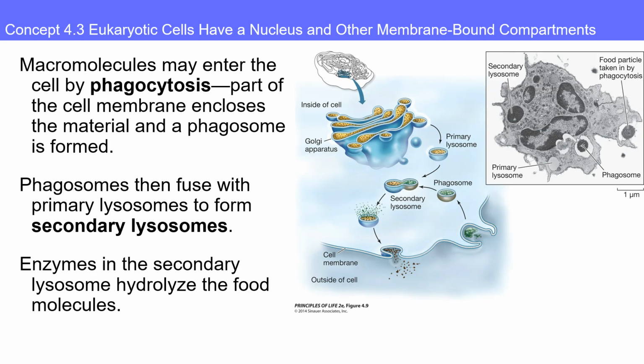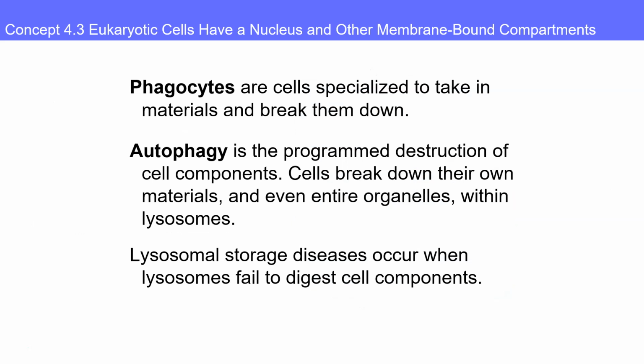Now, primary lysosomes are going to be involved here, because what's going to happen is, as a macromolecule enters the cell by what's called phagocytosis, where the cell membrane wraps around a solid substance and brings it in, making a phagosome. The phagosome will fuse with that primary lysosome to form a secondary lysosome. And the secondary lysosome will hydrolyze the food molecules into the proper monomers that are needed for the cell to function. Now, phagocytes are cells that specialize in breaking down and taking in materials such as carbs, lipids, proteins, and nucleic acids.